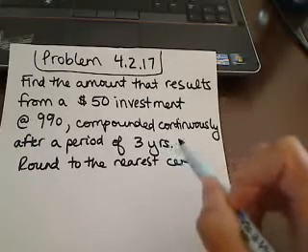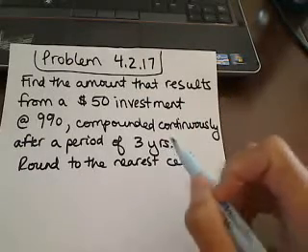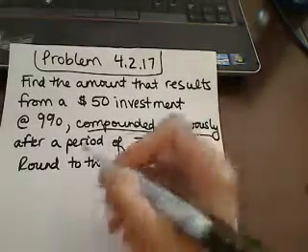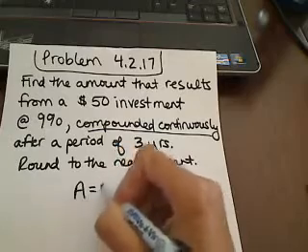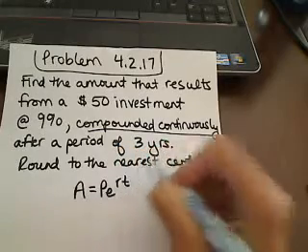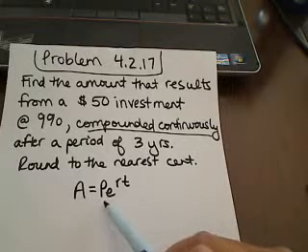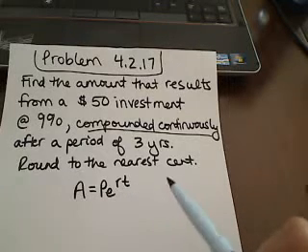Okay, so the first thing is you have to identify which formula you're working with. And the key words here are compounding continuously. So the continuous compounding formula is the PERT formula. So that's the amount is equal to the principal times e to the rt. Okay.